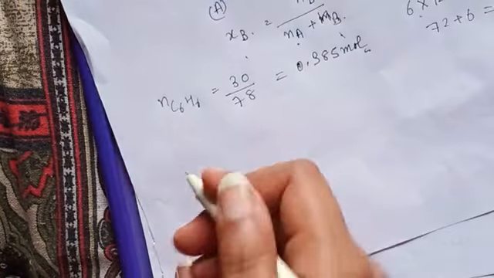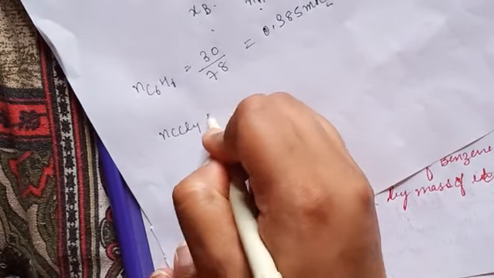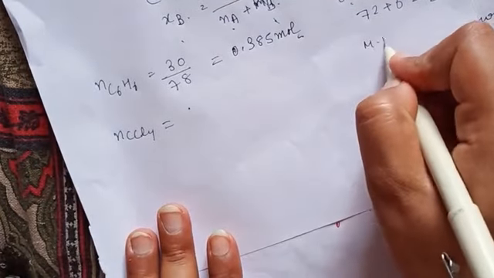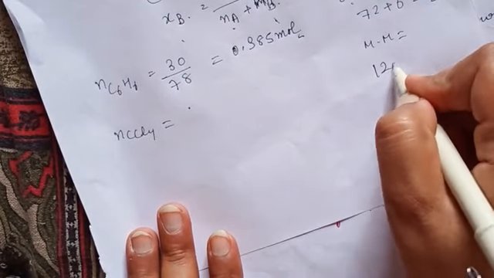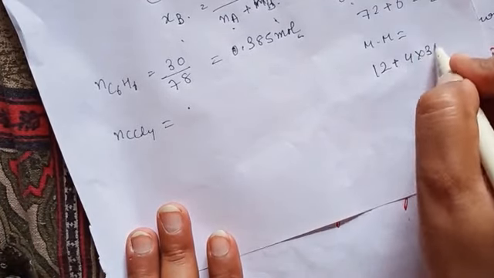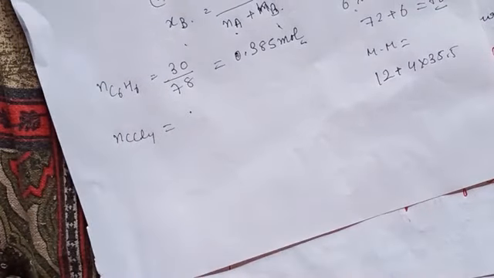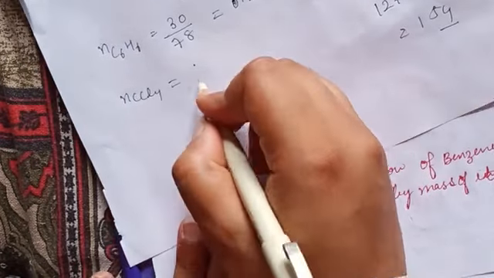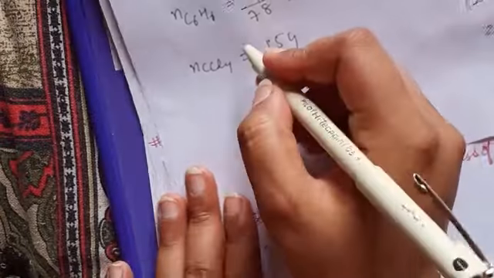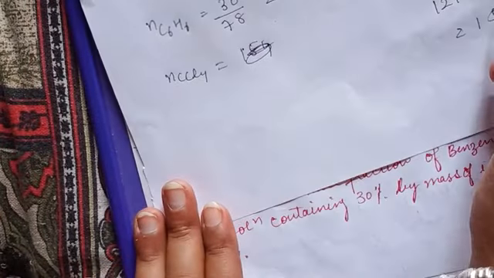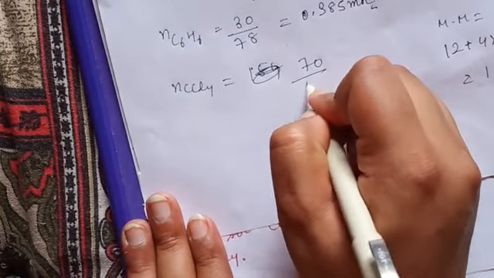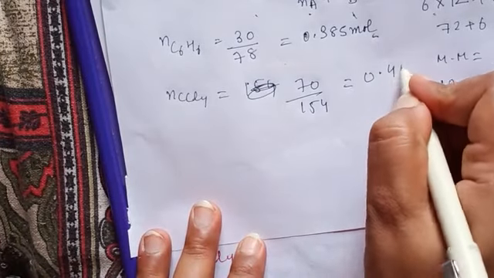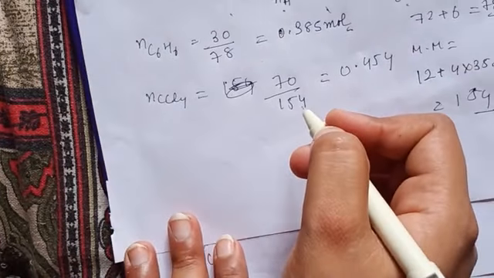Now the number of moles of CCl4. Again we'll find out the molar mass of CCl4. It is C 12 plus 4 into 35.5, because the atomic mass of chlorine is 35.5, that comes out to be 154. And the number of moles is 70 divided by 154, which is equal to 0.454.